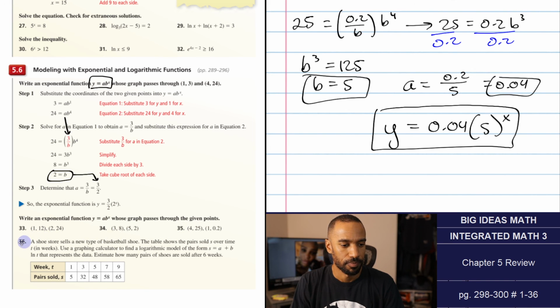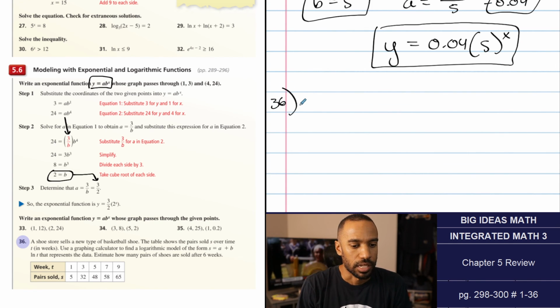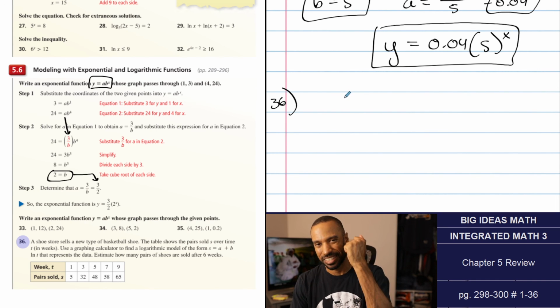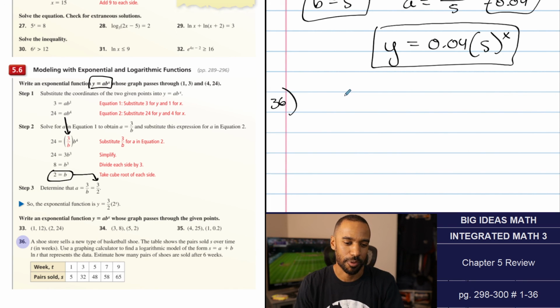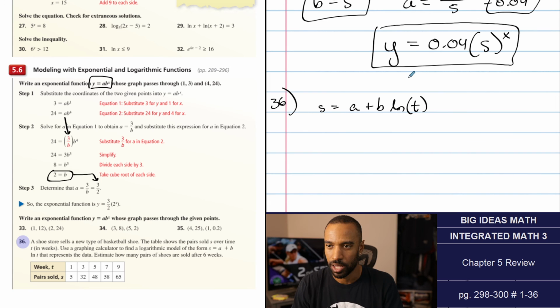Number 36. A shoe store sells a new type of basketball shoe. The table shows the pairs S sold over time T in weeks. Use a graphing calculator to find a logarithmic model of the form S equals A plus B times natural log of T. They should really keep that all in one line. A plus B times natural log of T. That represents the data. Estimate how many pairs of shoes are sold after 6 weeks.